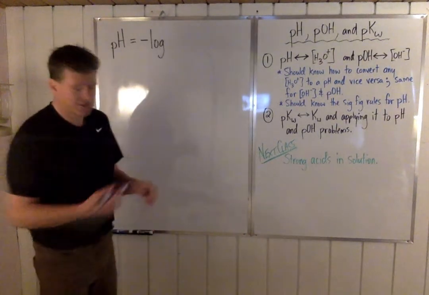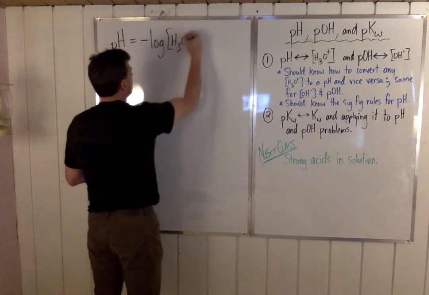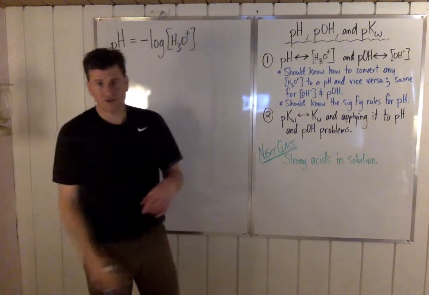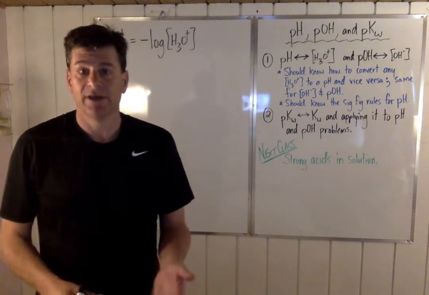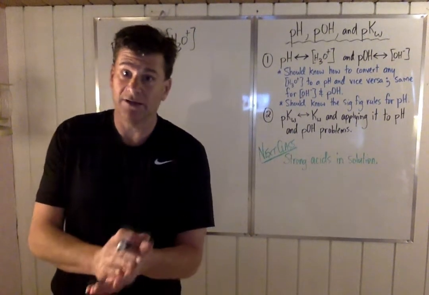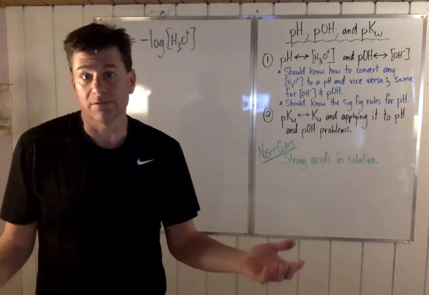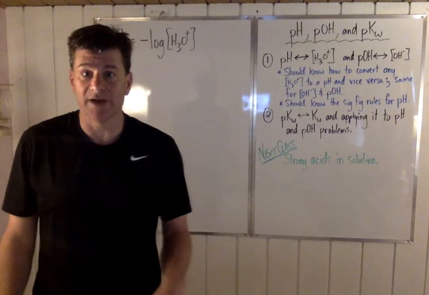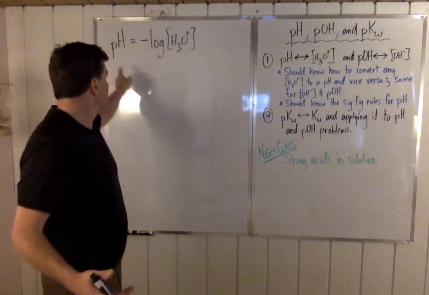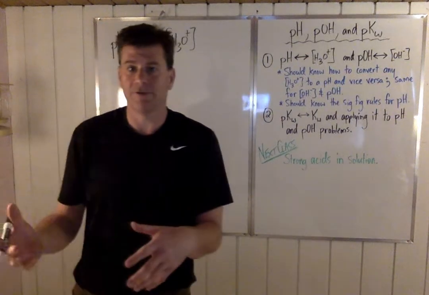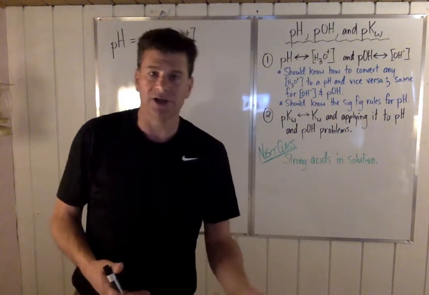So we're taking the negative log of the hydronium concentration. If you know the hydronium concentration and you know where the log button is on your calculator, you can get a pH. It's that simple if you can find it on your calculator. Now, if you know the hydronium and you want to know the pH, you take the negative log of the hydronium concentration, you get the pH.